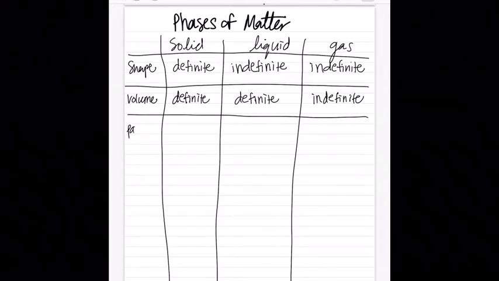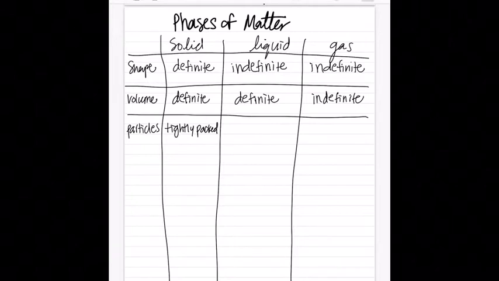Let's talk about particle distance. I'm just going to say particles. If we're talking about a solid, the particles in a solid are, wrong words here, should say tightly packed. Those molecules or particles are so close together. That's what gives it its rigid, definite shape, because those particles are so close together. Now, if you start talking about a liquid, they're a little bit farther apart. So we're going to say loosely packed particles.